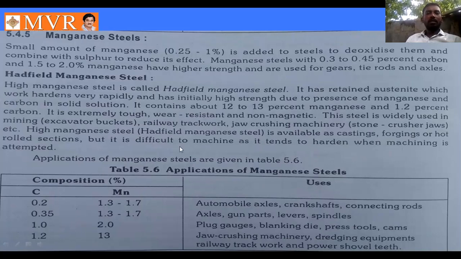But it is difficult to machine. It is very difficult to machine, as it tends to harden when machining is attempted. So these are the hard field manganese steels.